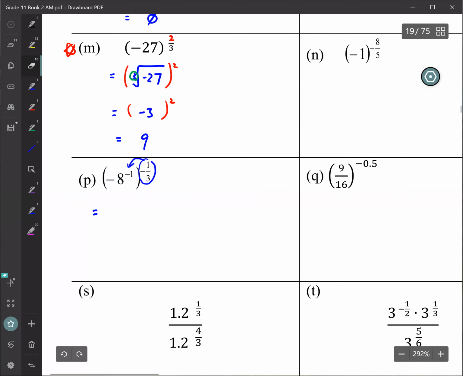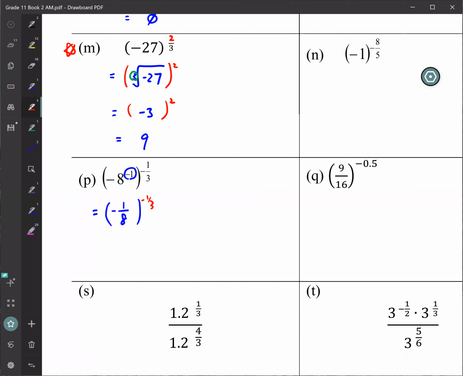So if I were to do this question, I would deal with the inside first, okay? So I will rewrite this as -1/8. I'll use the negative exponent here. Okay, and then outside you have the -1/3. Now the -1/8, you can put the negative sign either on the top or at the bottom. I will just put it with the -8. It doesn't matter, okay? You can put it on either one.